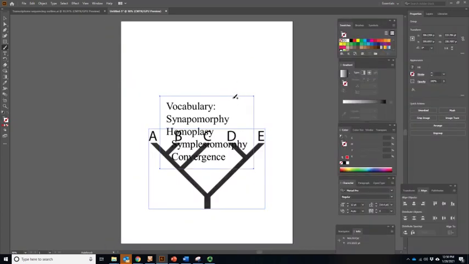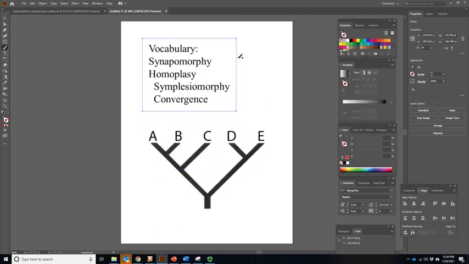Okay, so now we're going to handle these vocabulary words. So again, I apologize for the names. They're not mine. They're going to be similar to some other names too. So homoplasy looks like homology, but they're very different things. So don't confuse that with homology, which we've already talked about.